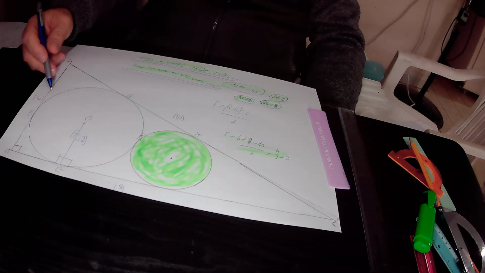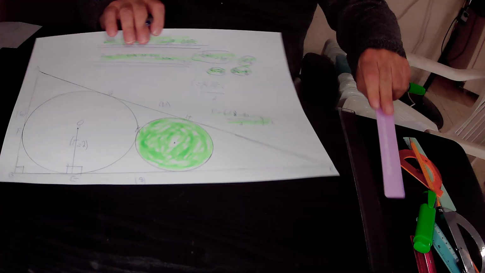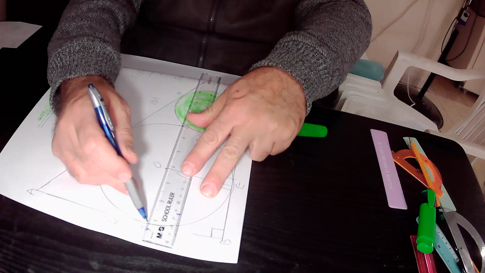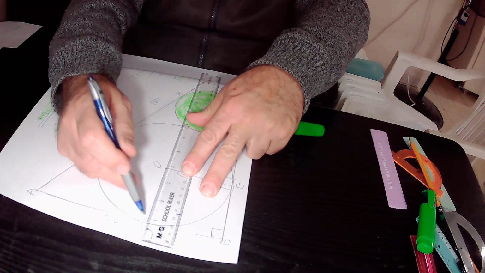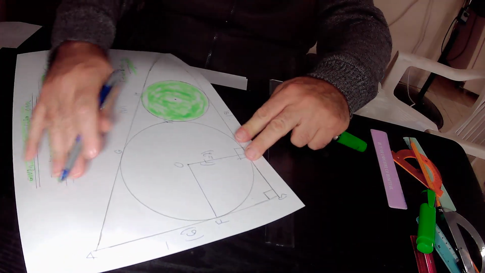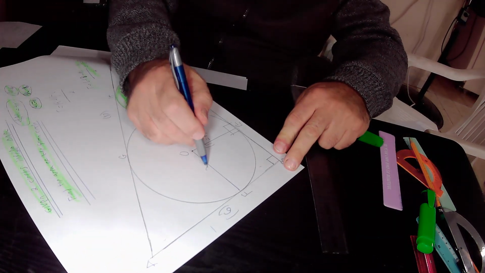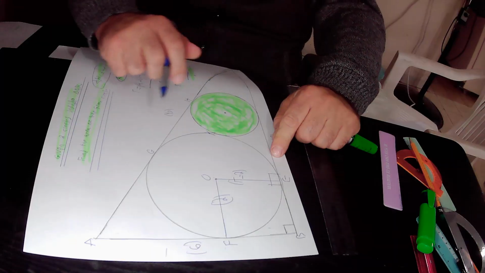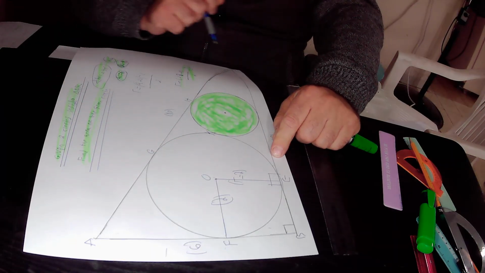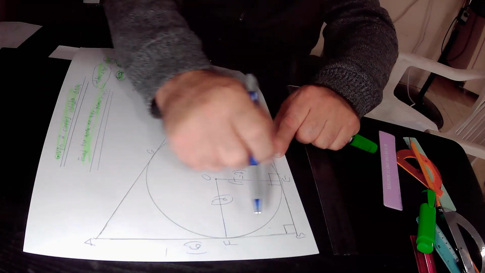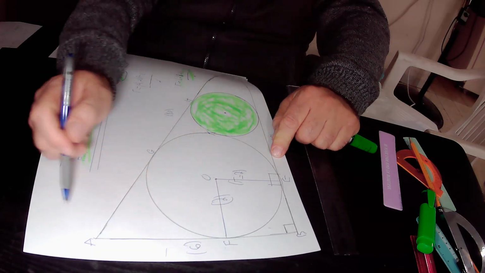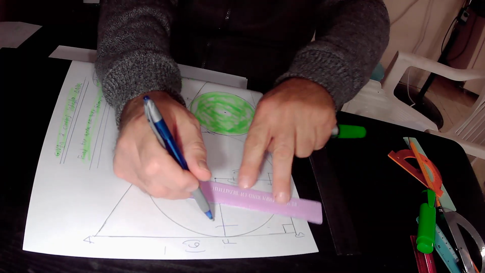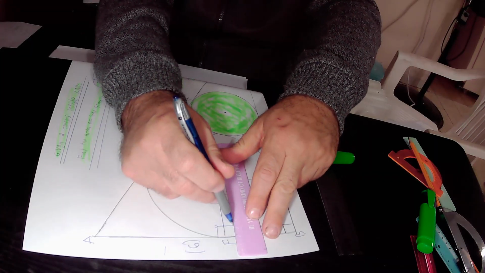The next step, we join points O and F together by a straight line. OF is of course the radius of this circle, equal to 2. The radius OF is perpendicular to point F, the point of tangency of tangent AB with this circle. And whenever a radius is perpendicular to the point of tangency, then tangent AB is perpendicular to the radius FO. If AB is perpendicular to FO, it means that this angle equals 90 degrees, and this angle also equals 90 degrees according to the same rule.